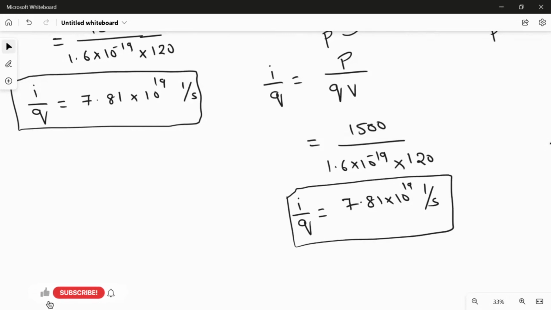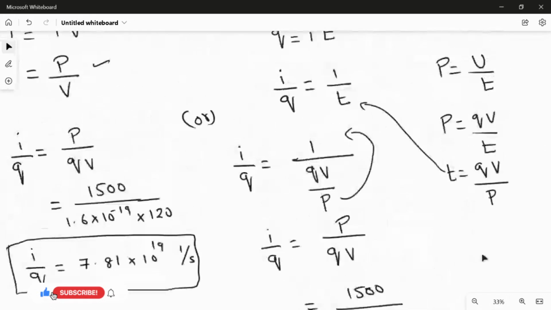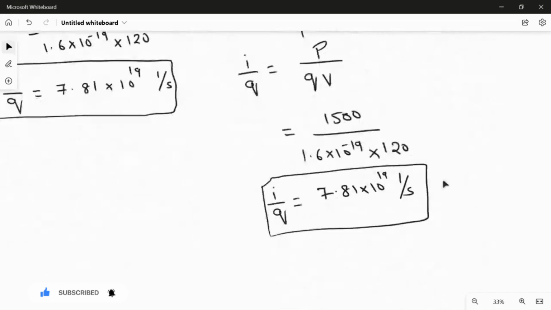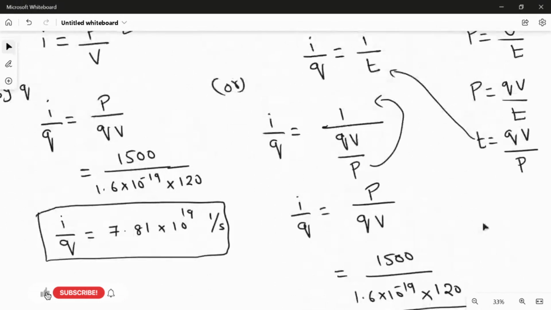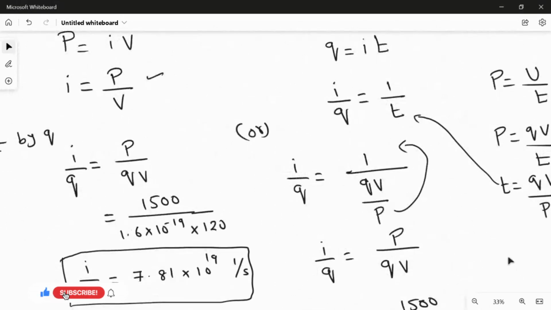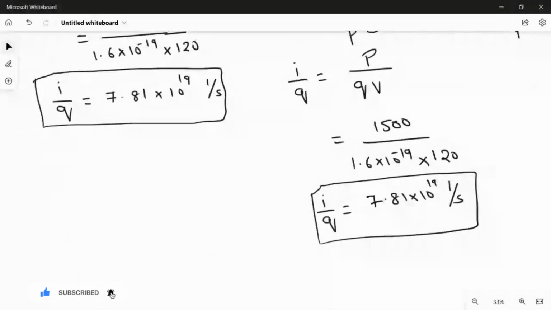So why is it 1 over second? Because here you have to see the equation: the current over charge is equal to 1 over time, so the time unit is second. So the unit of the answer for the last part is 1 over second. You can find the answer for the B part in two different ways. Both ways will give the same answer. So this is the answer for the second part.